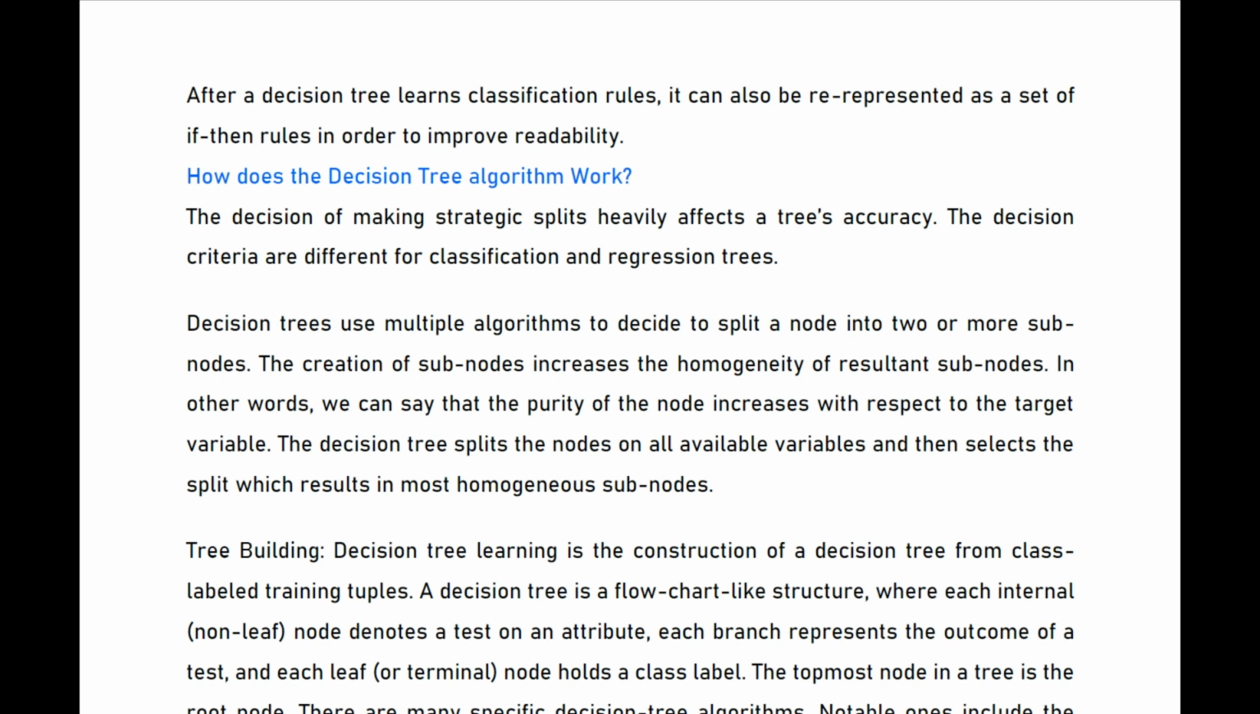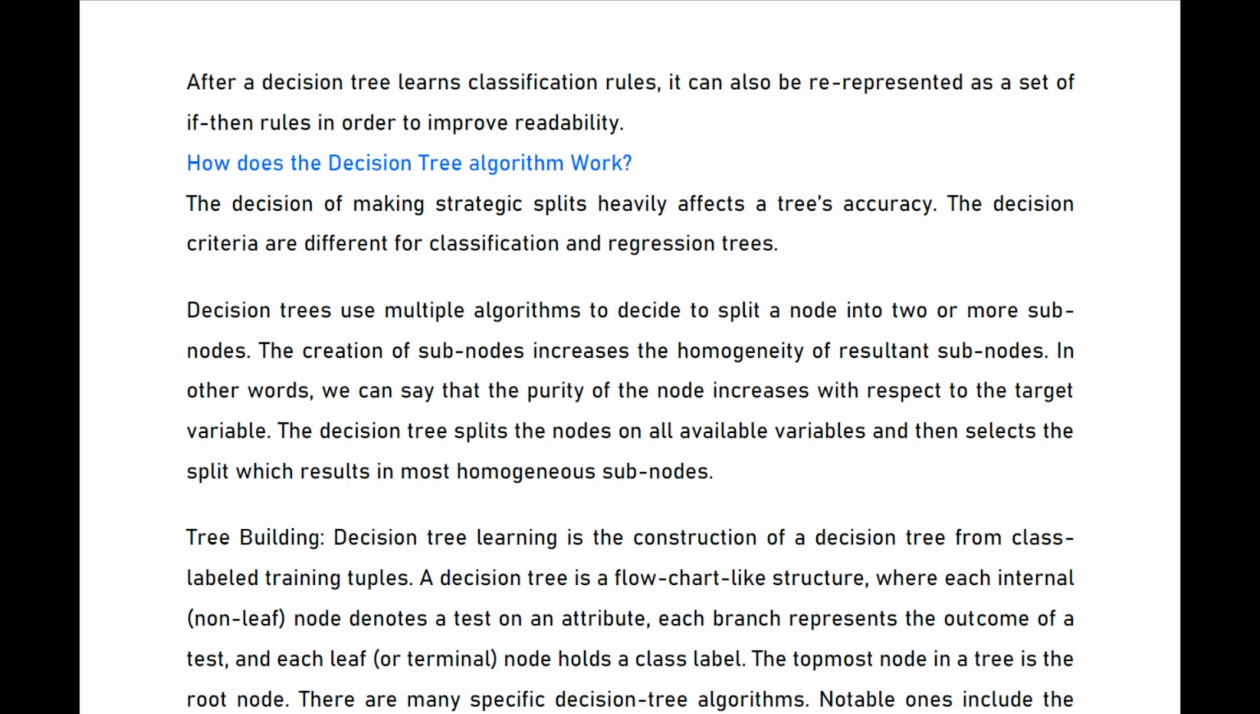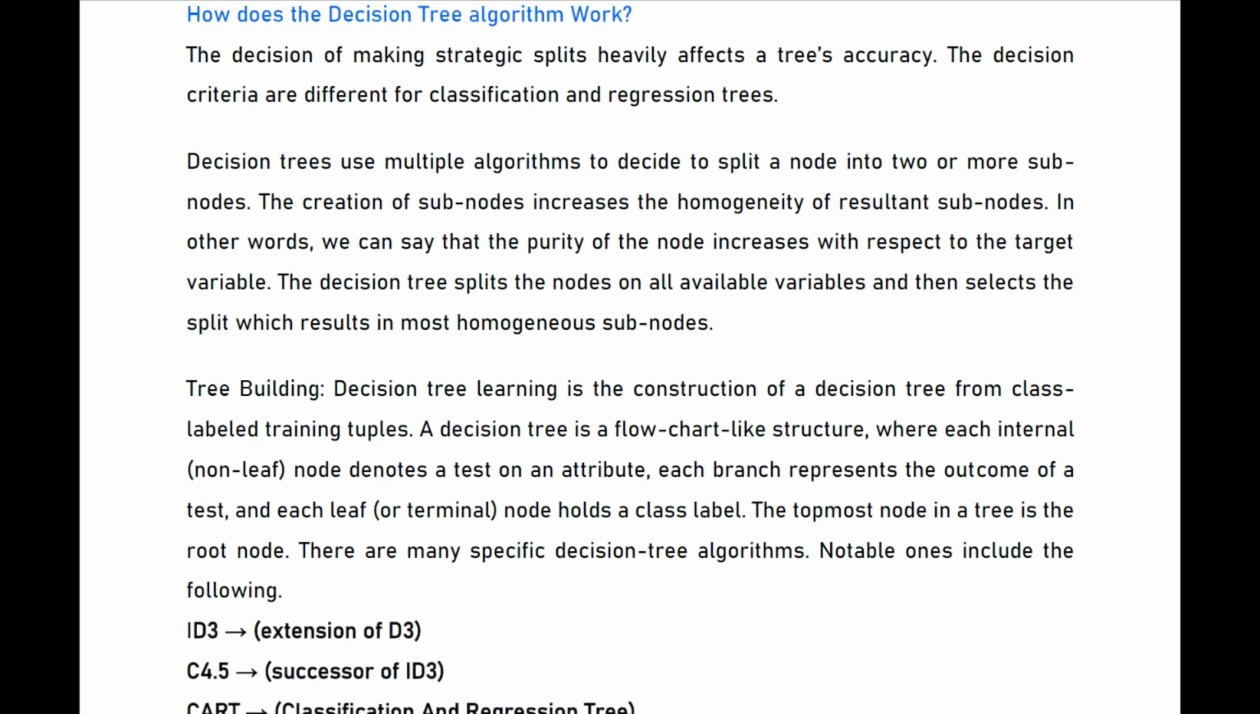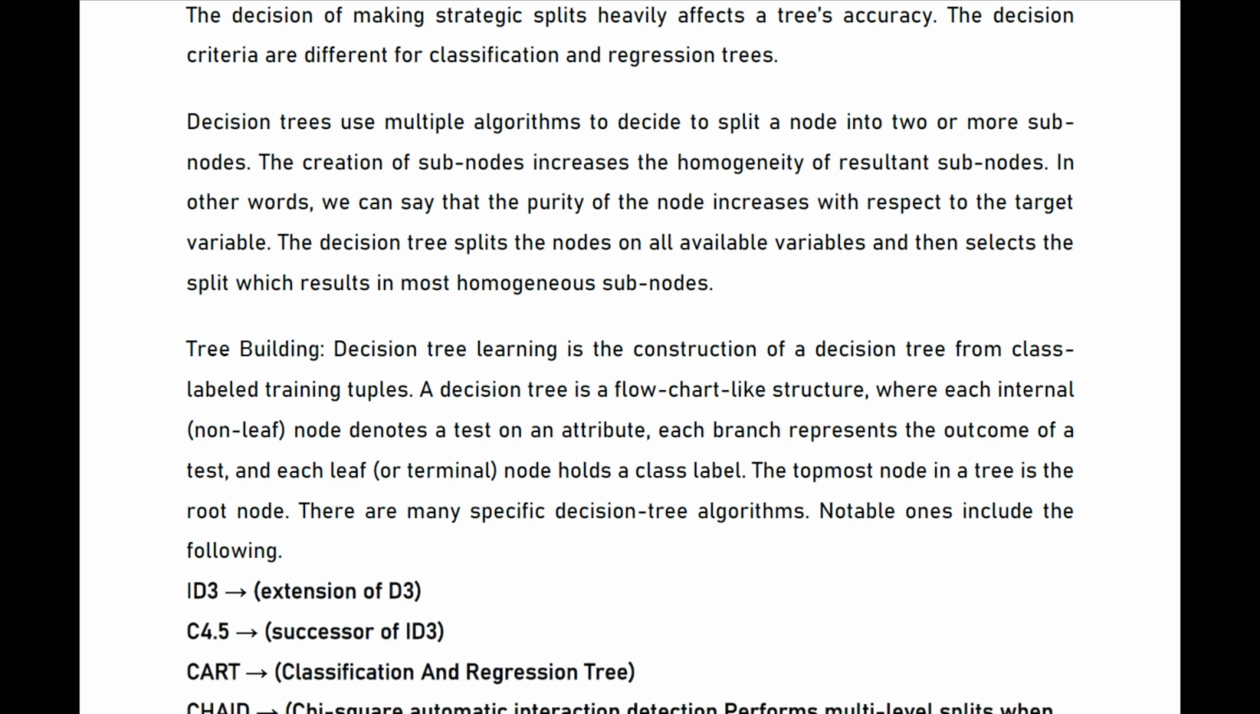How does the decision tree algorithm work? The main thing is that splitting heavily affects the tree's accuracy. The decision criteria are different for classification and regression trees. The decision tree uses multiple algorithms to decide how to split a node into two or more subtrees. The subtrees increase homogeneity, in other words purity, with respect to the target value. Tree building is done level by level, like a flowchart, with non-leaf nodes produced.